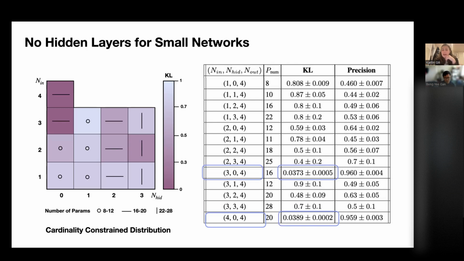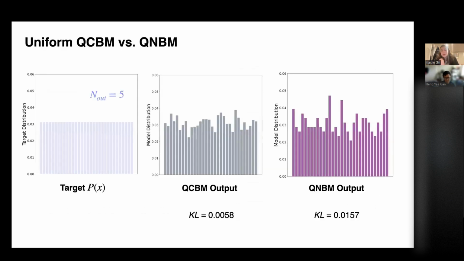It didn't seem to have as much to do with the number of parameters that we gave the model as it did these kinds of structures, which is just something that's interesting. Then we compared it to the quantum circuit-born machine, which we knew to be the state-of-the-art quantum model. We did this with 5 output neurons for the QNBM, and then just 5 qubits for the QCBM.